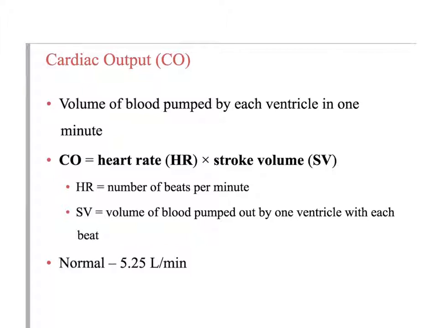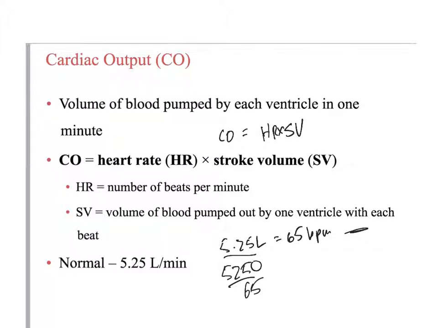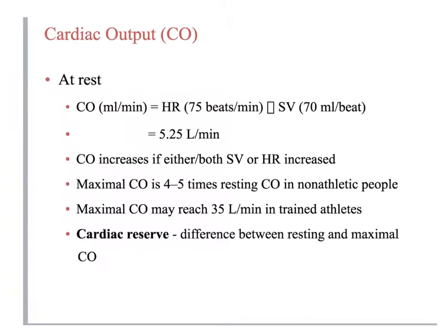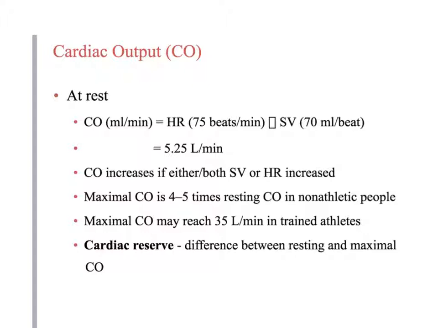So if we did it like this, right? CO equals HR times stroke volume, and your CO is 5.25 liters, right? Your heart rate is, what would we say, 65 beats per minute. Okay, what would this be? We have to divide 5,250 by 65. Go ahead, if someone with a calculator on their phone can do it. It's roughly what? What would we say? About 75 beats per minute, about 70 mils per beat. Okay, this should be multiplied.